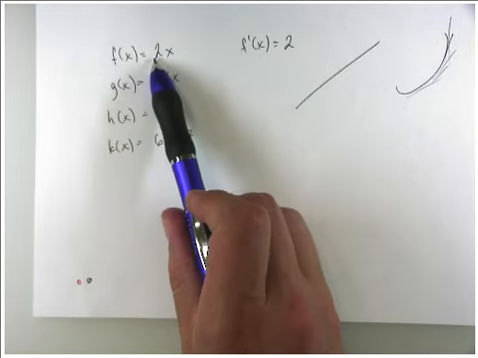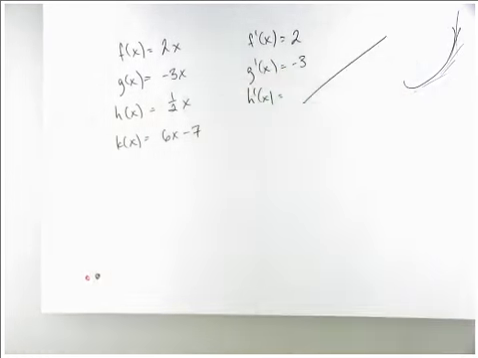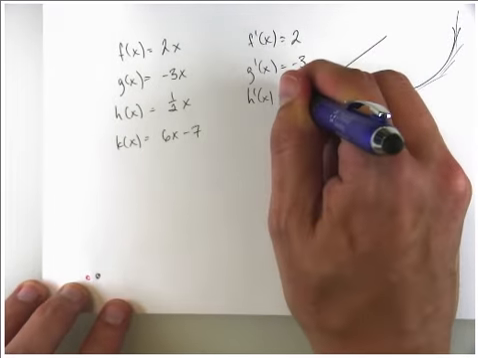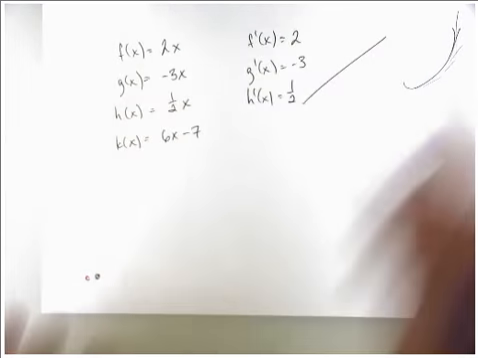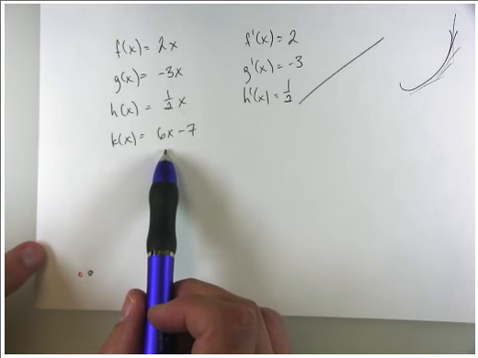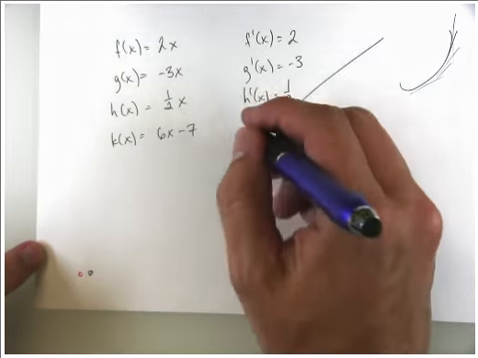What about the slope of g? -3. It's the coefficient on the x term. What about h prime of x? h is 1/2 x, so h prime is 1/2. Whatever that number is in front of the x, that's the derivative. What about k of x here? k of x is 6x minus 7. Just 6. So k prime of x is 6.